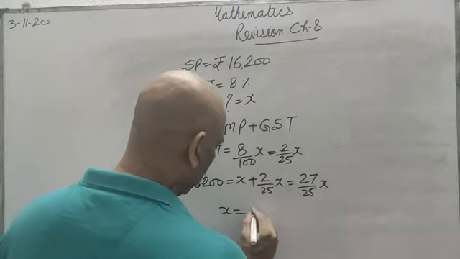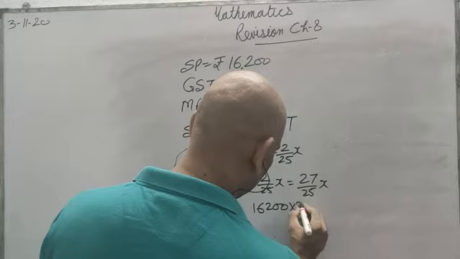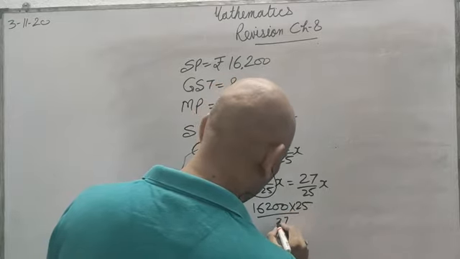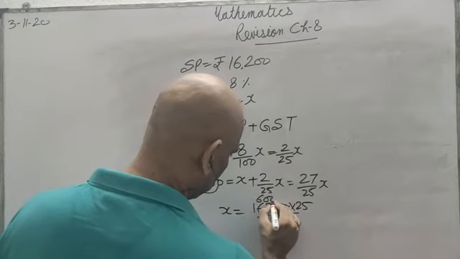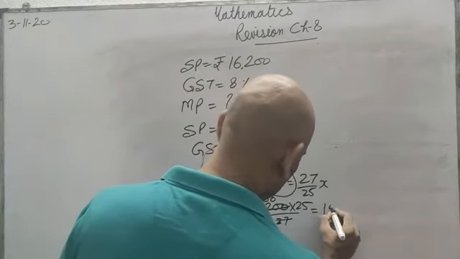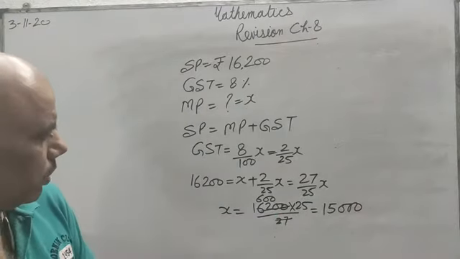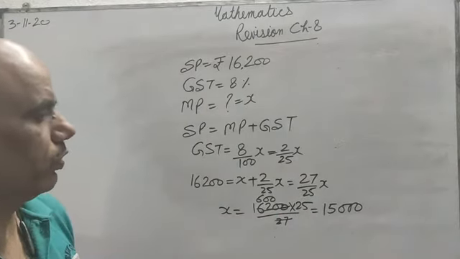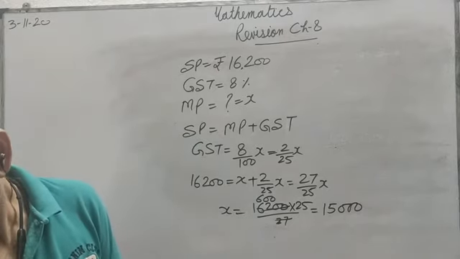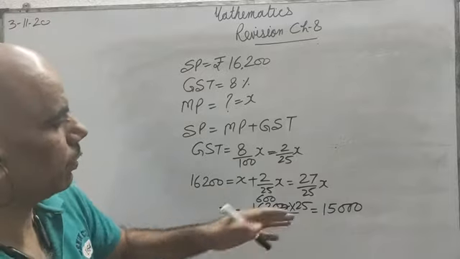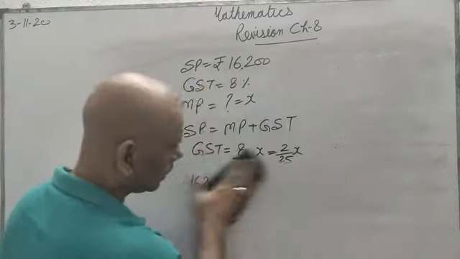So my X will be 16,200 into 25 upon 27. 27 goes into 16,200 six hundred times. So 600 into 25, I got 15,000. So 15,000 rupees was the marked price of this LED TV, on which you have to pay the rest of the amount as GST. Okay. So this was question number 5.